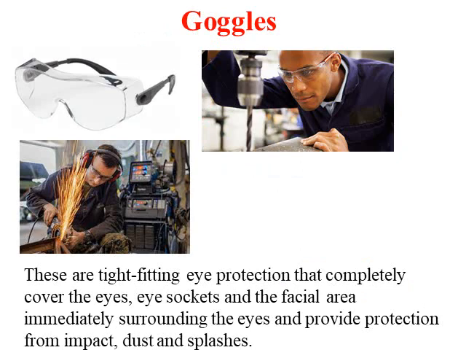Next, safety equipment, PPE, we have goggles. As already discussed, there's a difference between a spectacle and goggles. Goggles are tight fitting eye protection that completely cover the eyes, eye sockets and facial area immediately surrounding the eyes, and provide protection from impact, dust and splashes. So the application of spectacles and goggles are entirely different. We should know when to wear a spectacle and when to wear goggles for any particular operation.